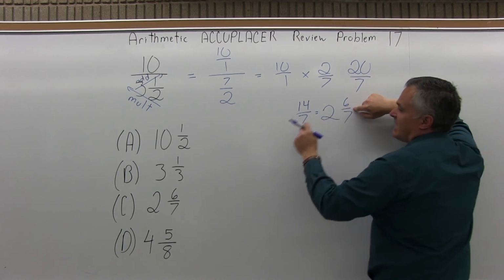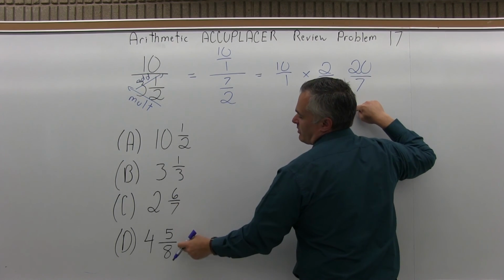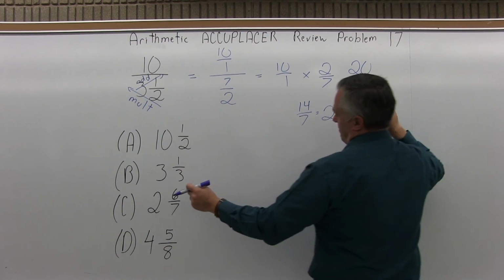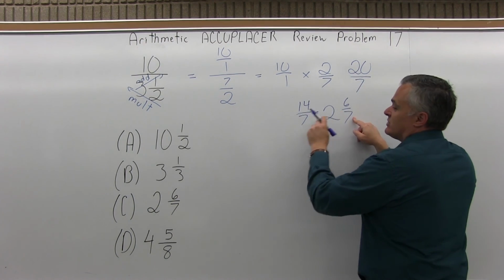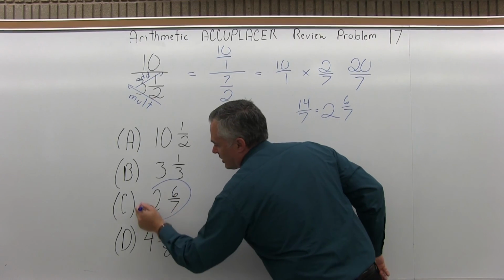Now, 2 and 6/7, if I check my four available options given in the question, option C is 2 and 6/7. My answer can be written as 2 and 6/7. So the answer is option C.